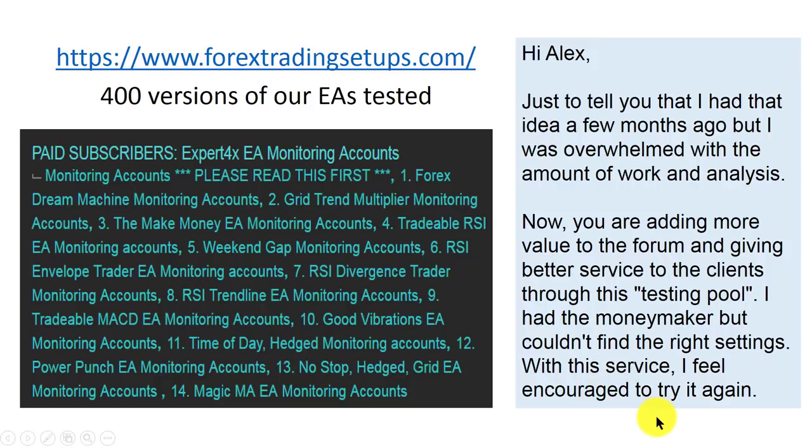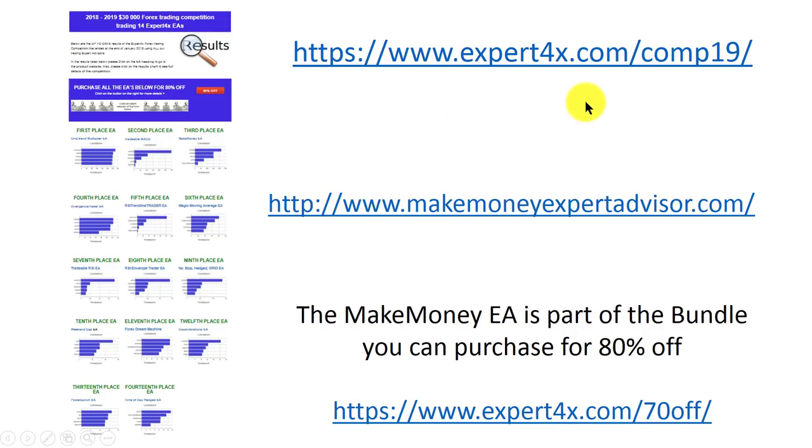So that's the whole idea of this service, to really give our EA owners the confidence that they can actually look at the history of these settings that are being traded, the 400 versions of our EAs being traded, and that will give them some idea of what kind of settings they can use. The Make Money EA has also competed in our competition earlier this year, and you can go and have a look at that competition. It has produced positive results for all of our EAs, because we do a lot of research before we publish an EA. There are the results for the competition.